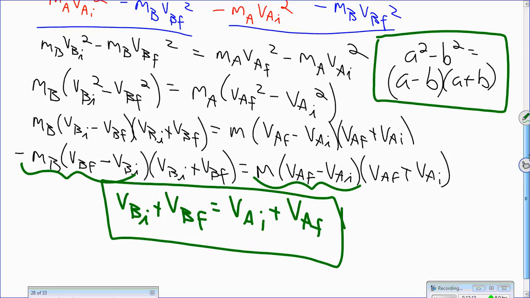Good? Only for elastic collisions. Okay? Memorize that. That will not be on your AP equation sheet, but it is something that will make your life way easier. Good?